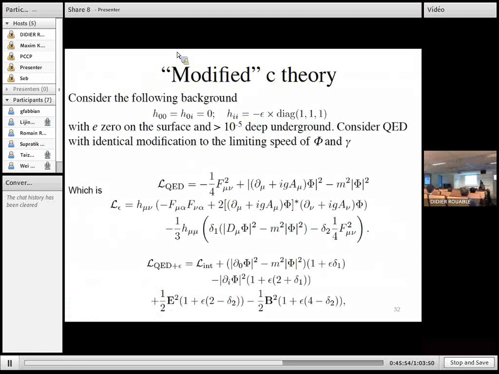What we did is we took the theory, again scalar QED. Here I have some parameters of this H mu nu, the scalar, tensor field that condenses that I was talking about. We take a very simple ansatz for it, where this epsilon is meant to be 10^-5 or larger, and it's zero on the surface and develops some non-zero value under the ground. So it's not a dynamical theory yet, because we assume the background.